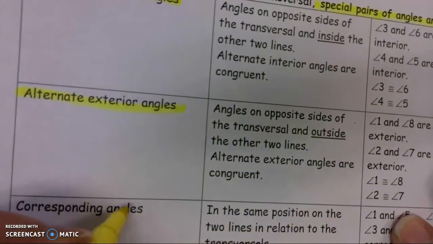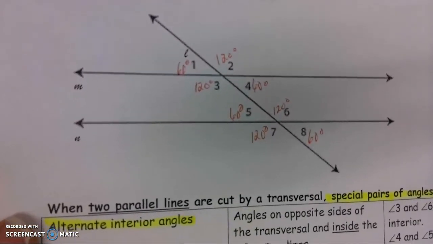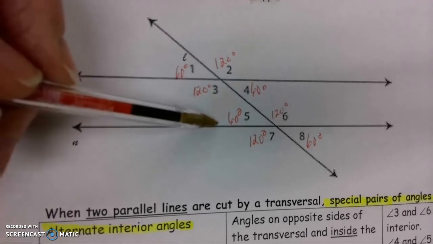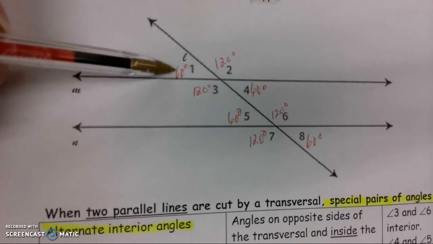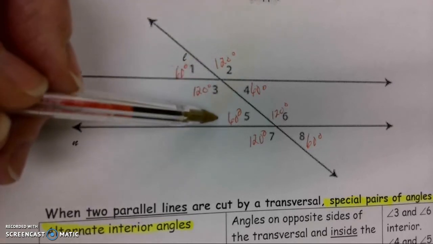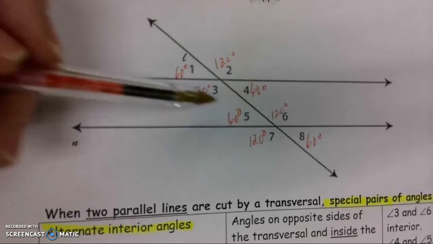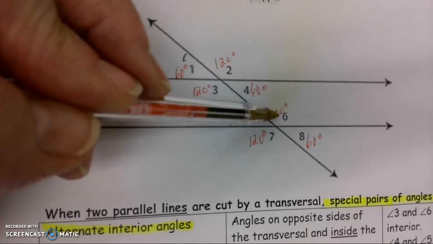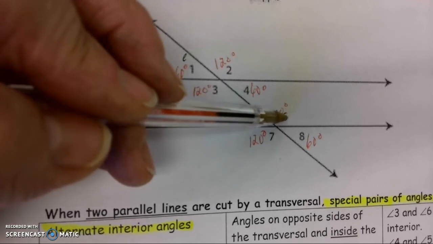Now, corresponding angles sometimes get to be a little bit confusing, but kind of look and listen to how I describe them. Corresponding angles are angles that are in the same position on two lines in relation to the transversal. So if I look at angle 1 and angle 5, angle 1 and angle 5 are corresponding. Notice that they're on the left side of the transversal. They're above the parallel line. Angle 2 and angle 6 are corresponding angles. They're on the right side of the transversal, above the parallel line.